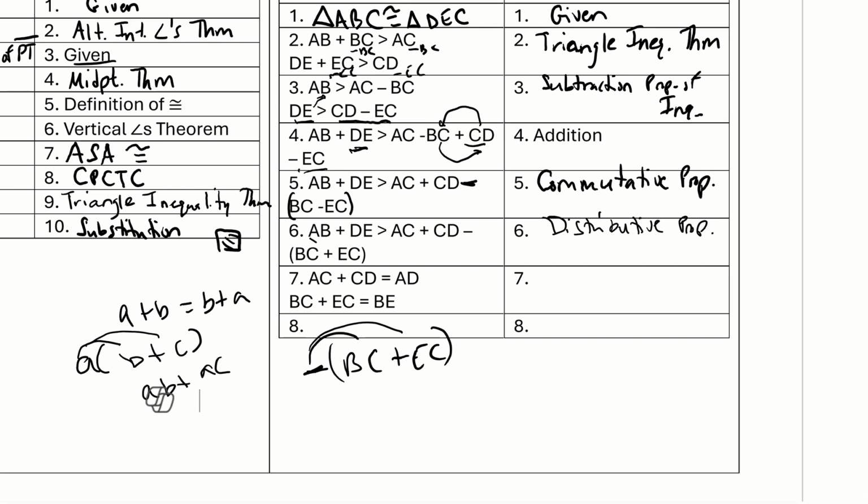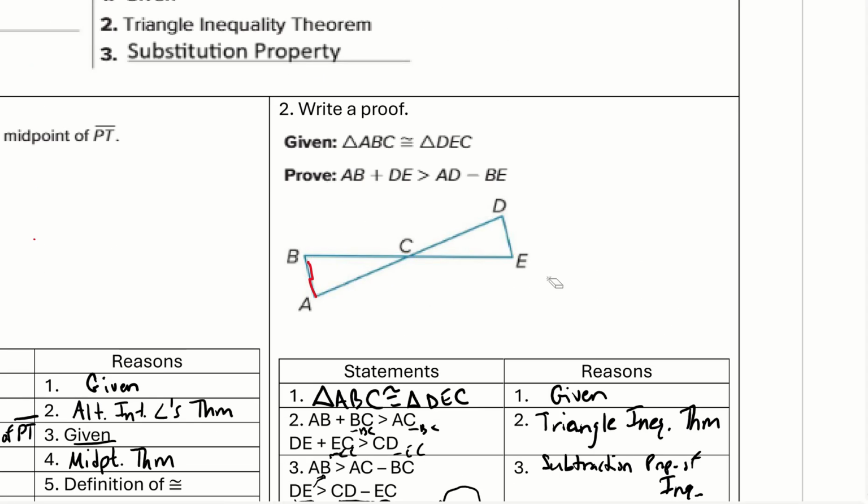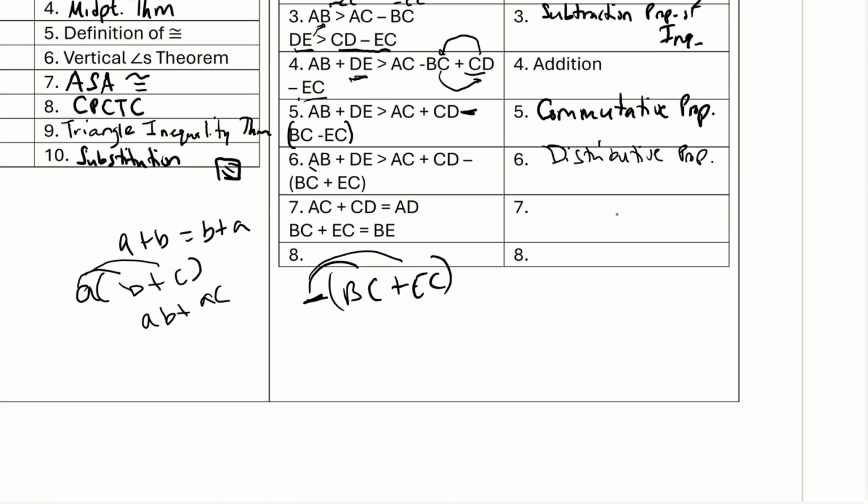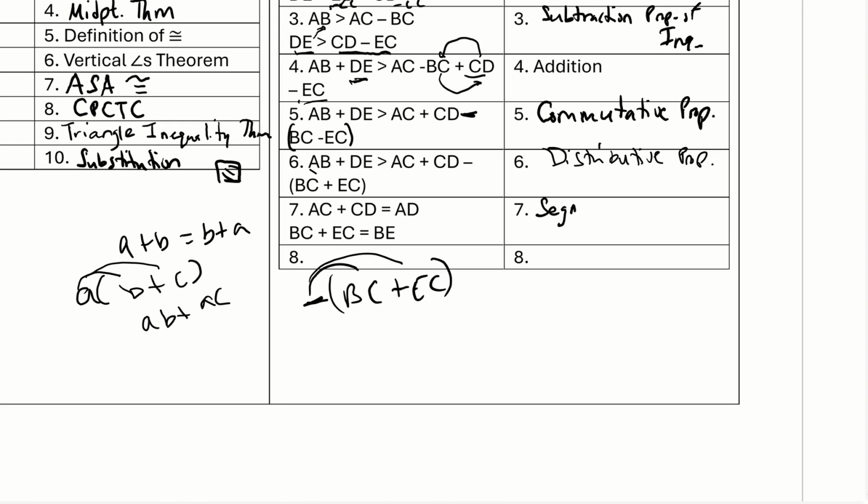And then number 7, if you look at the original diagram, AC plus CD is AD. Okay, so let's do that. AC plus CD equals AD. Well, that's the segment addition postulate. You take 2 segments and you add them together. So that's SAP, segment addition postulate or property. All right, let me get rid of this now.